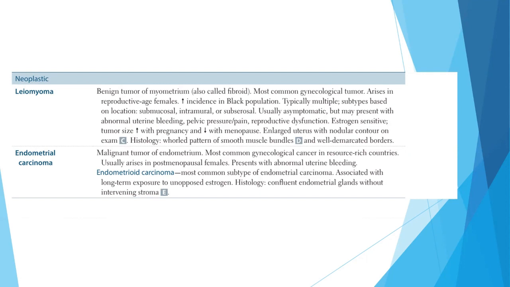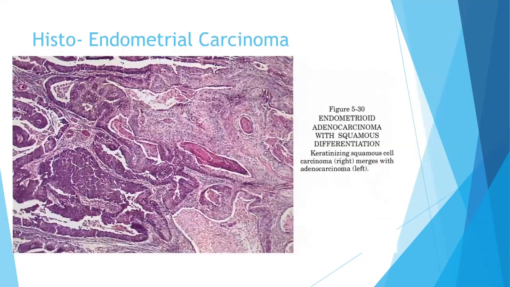But talking about endometrial carcinoma, which is a malignant tumor of the endometrium and is important, it is the most common gynecological cancer in resource-rich countries, usually arises in postmenopausal women, and presents with abnormal uterine bleeding. Endometrioid carcinoma is the most common subtype of endometrial carcinoma, and it is associated with long-term exposure to unopposed estrogen. Histology will show confluent endometrial glands without intervening stroma.